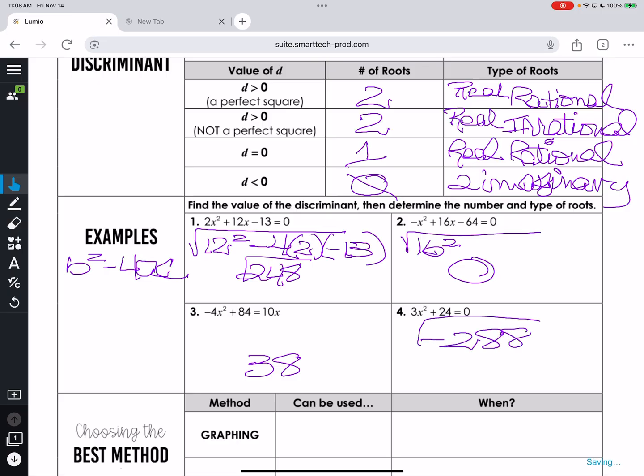All right, so that's the hint part with your answers for what you would get. Like this one would be 0, so you would have one root once you work it out.